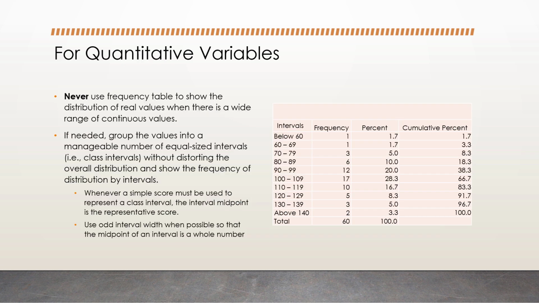Can we use frequency tables for quantitative variables? Yes, but only when the number of values is small. For interval or ratio variables with many possible values, the data must be grouped into manageable, equal-sized intervals without distorting the distribution. For example, test scores in this table are grouped into intervals of 10 points, from 60 to 69, 70 to 79, all the way to 130 to 139. At the extremes, categories such as below 60 and above 140 were added to capture outliers.